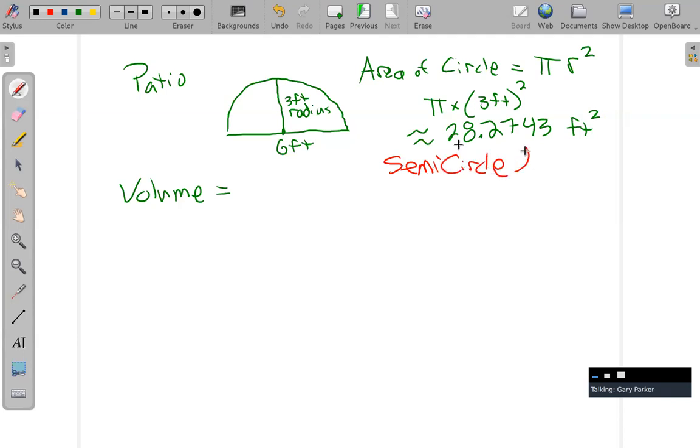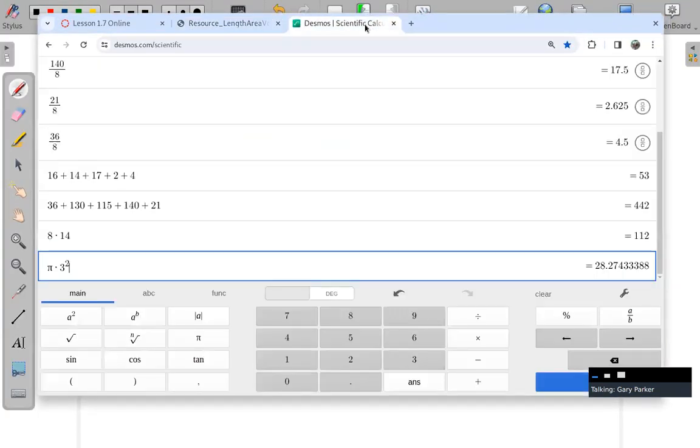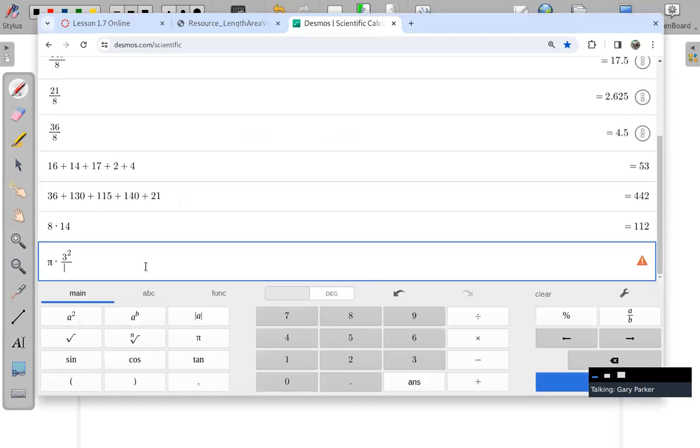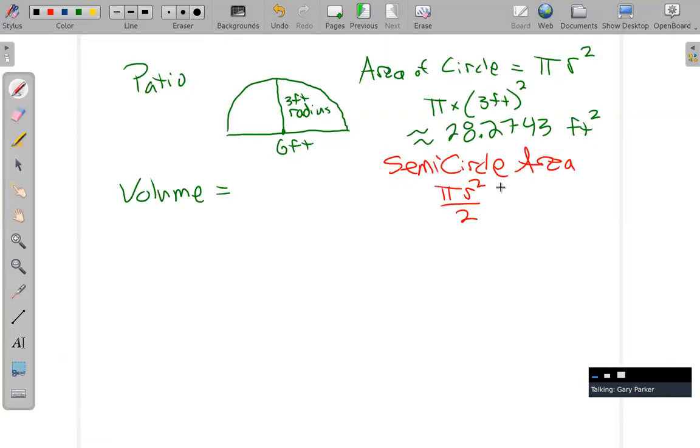So the semicircle area is going to be that pi r squared, but over 2. So back to the calculator for that sucker. So I want to take that and divide it by 2. So half of 28 is about 14. Seems reasonable. Check it on your calculator. So for us, this is about 14.1372 if we round to the 4th decimal place. And again, that's feet squared.